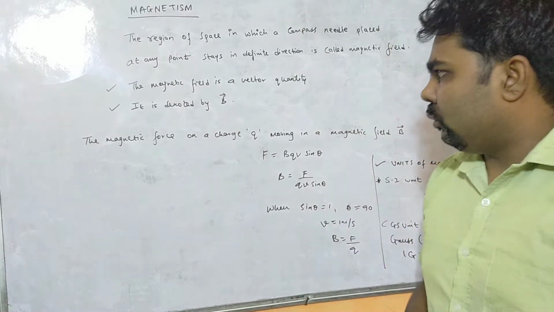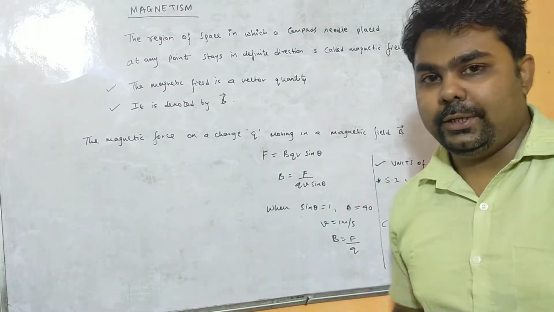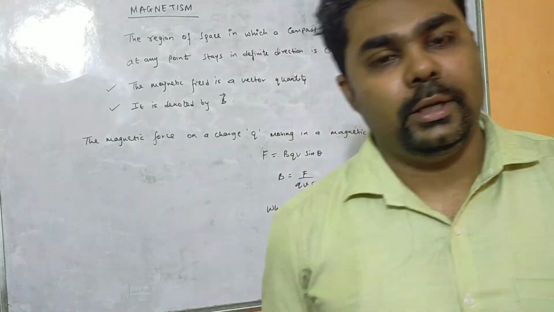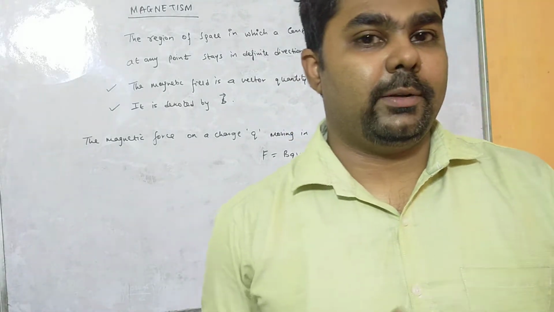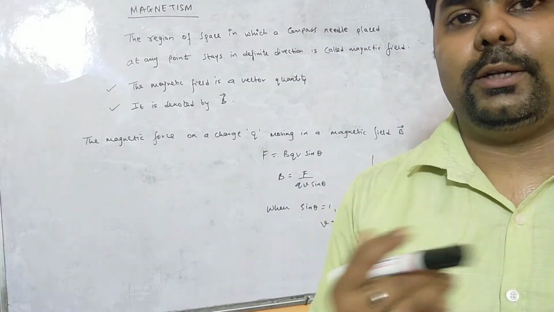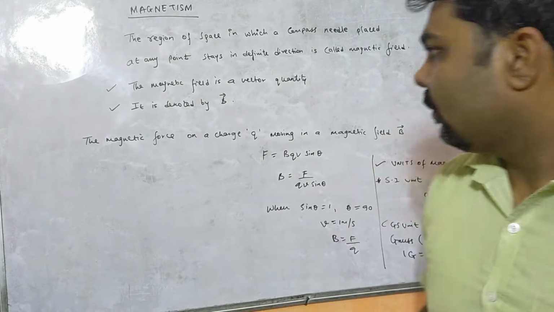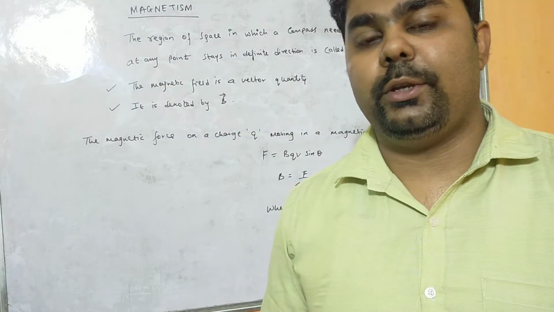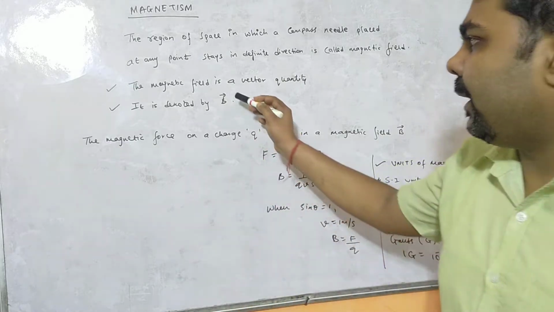Okay, so the magnetic field is a vector quantity, right? Like electric field is a vector quantity, magnetic field is also a vector quantity. It starts from the north pole and terminates at the south pole. That means magnetic field lines start from the north pole and terminate at the south pole. It is denoted by B with an arrow on top, since it is a vector quantity.